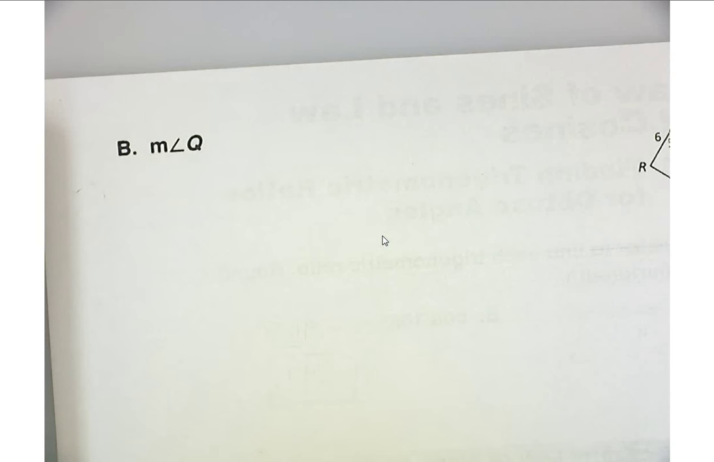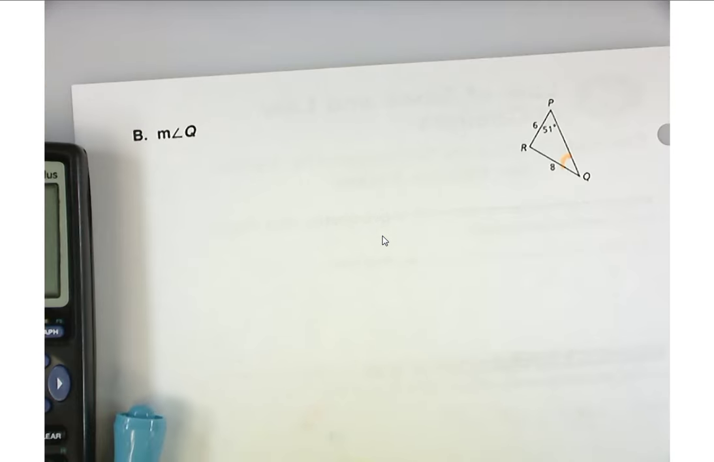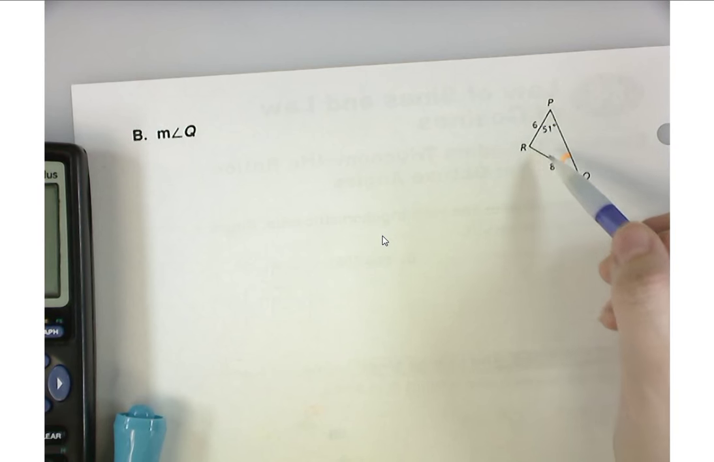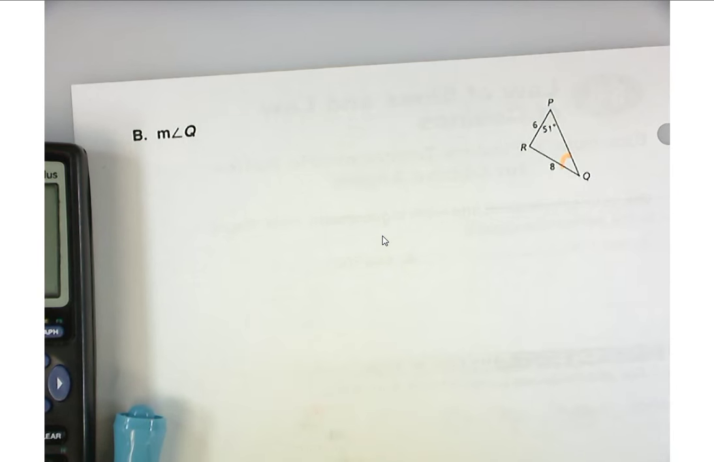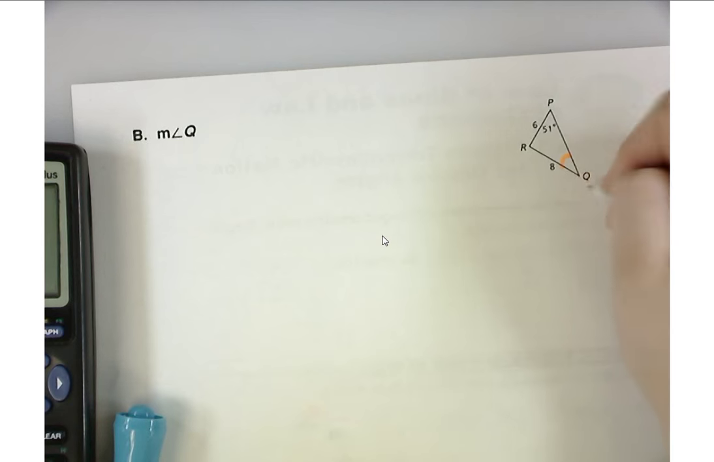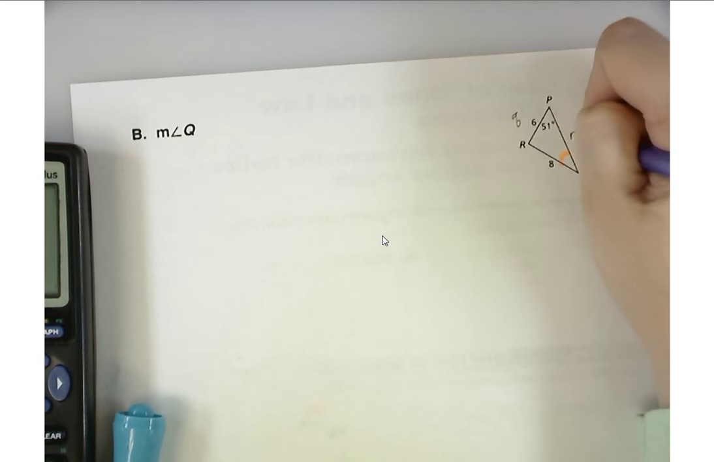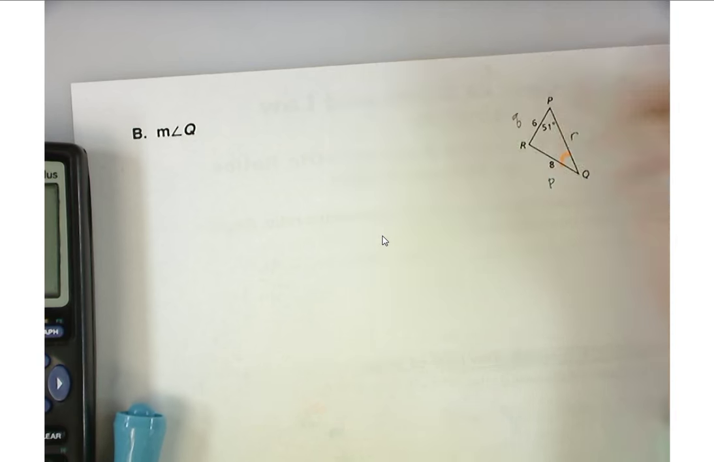Okay, now for this one, I have to find the measure of angle Q. Okay, so I'm trying to find the measure of angle Q. And I'm given the angle is 51 degrees. Oh yeah, and then you have your 6 and 8. So sometimes what I like to do is just label what these are going to be. So if this is Q, this is my lowercase q. If this is R, this is lowercase r. And if this is P, this is lowercase p.